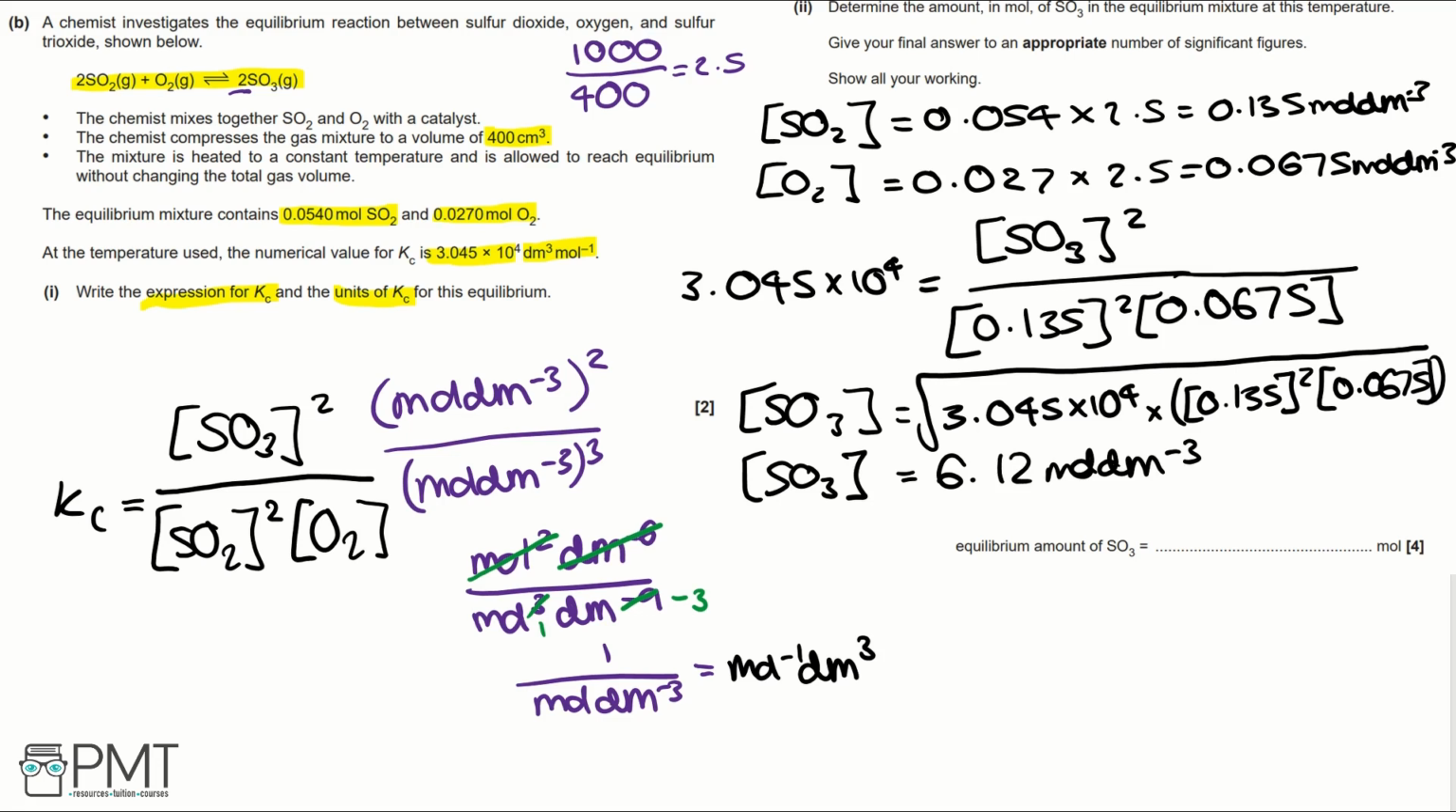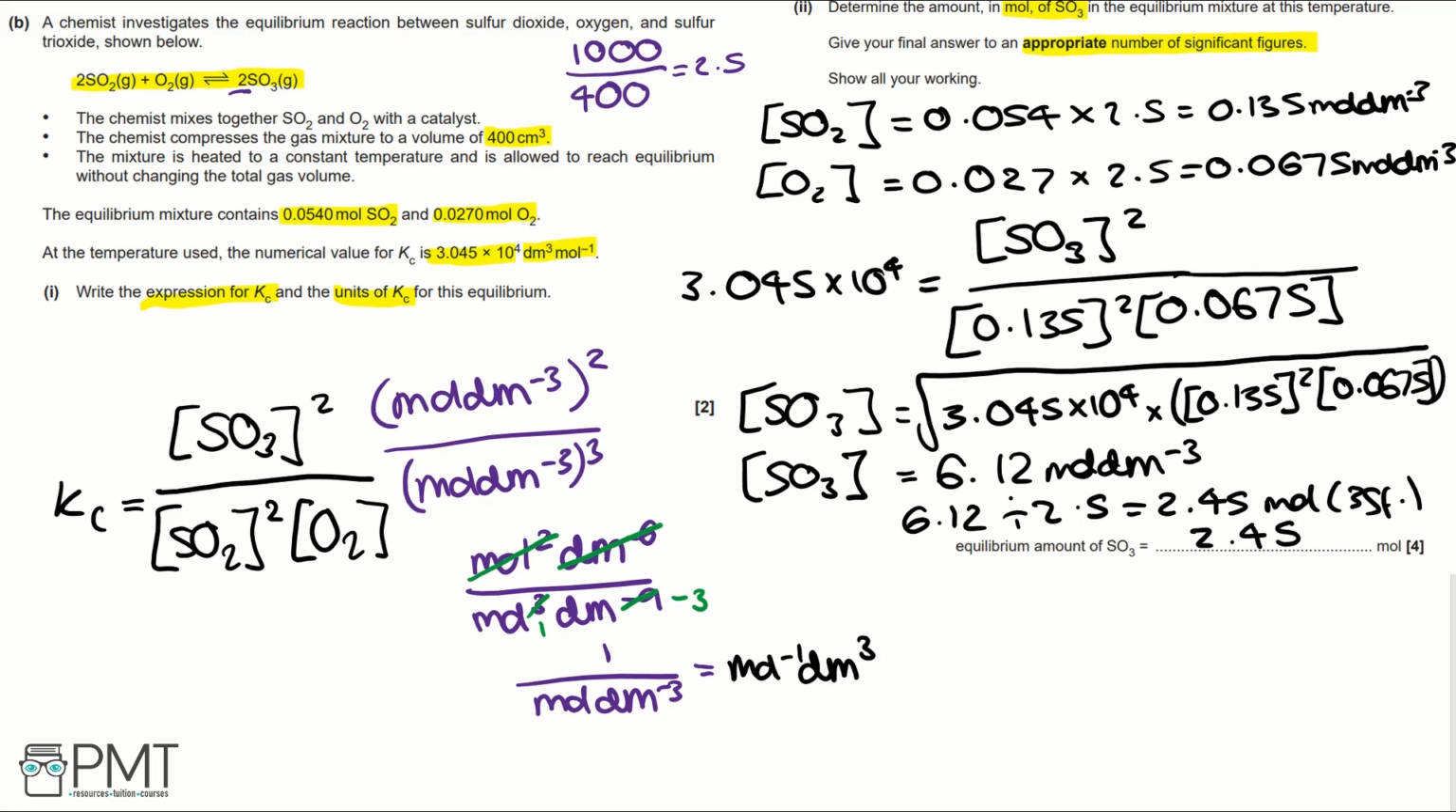Then we're going to do the reverse to what we did originally, which was take the moles and times by 2.5 to get concentration. This time we're going to take concentration and divide by 2.5 to get the number of moles, and that would be 2.45 moles to 3 significant figures. It's important we write it to 3 significant figures because in the question we're asked to give moles to an appropriate number of significant figures. So on our answer line, we write 2.45.